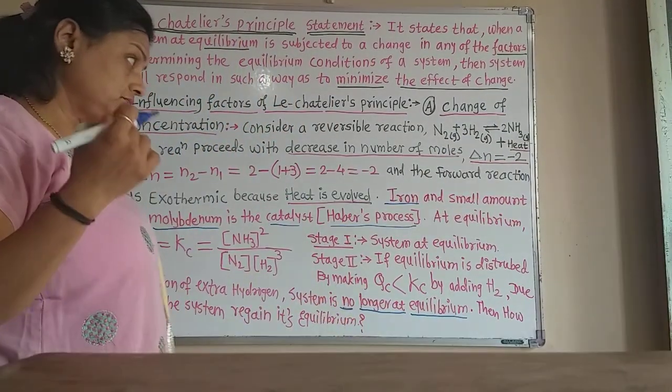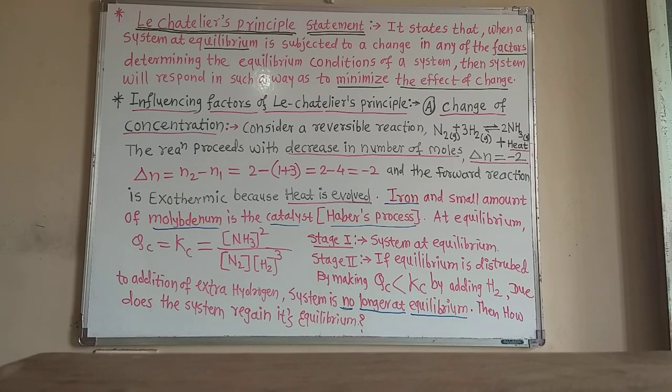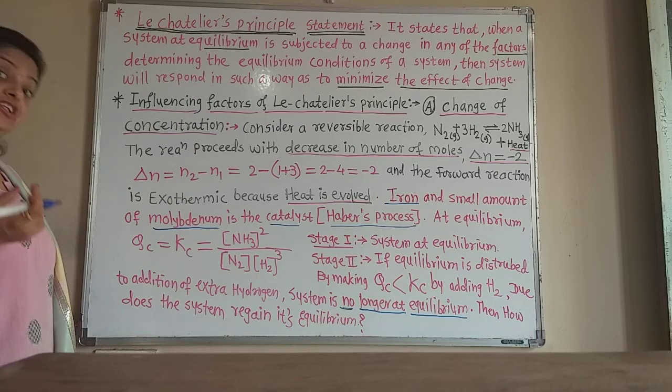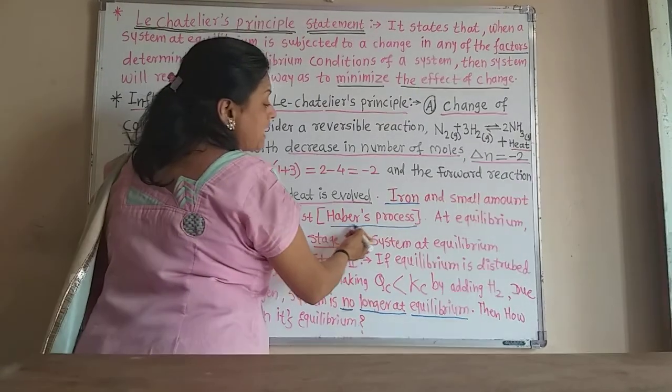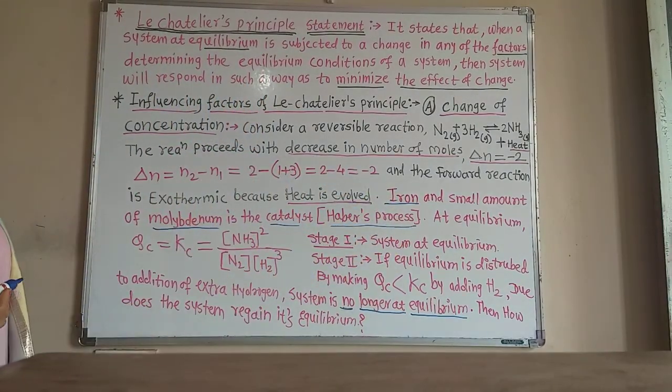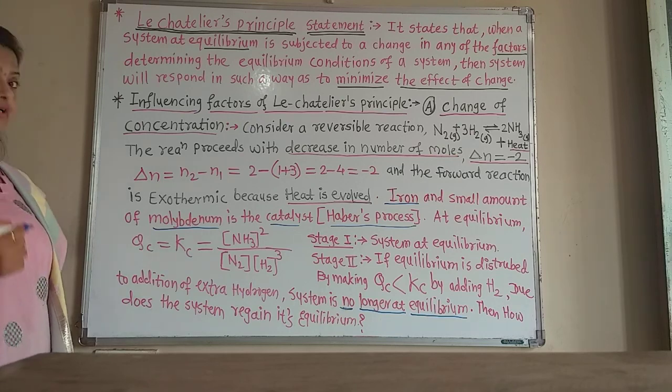Now, this process, when iron is the catalyst and a small amount of molybdenum is also there, is the formation of ammonia, and this process is known as the Haber's process. Remember that. So ammonia is always synthesized by the Haber's process.